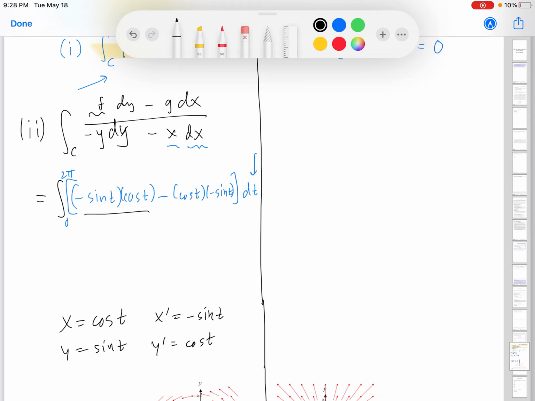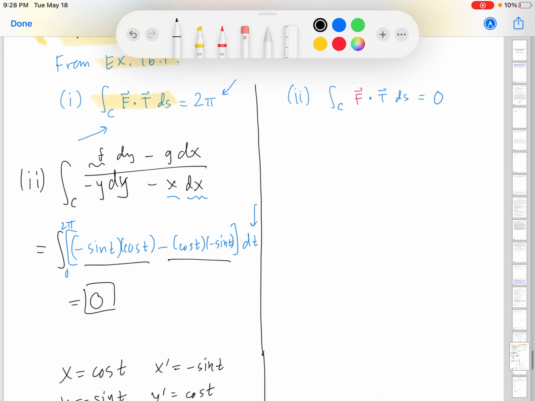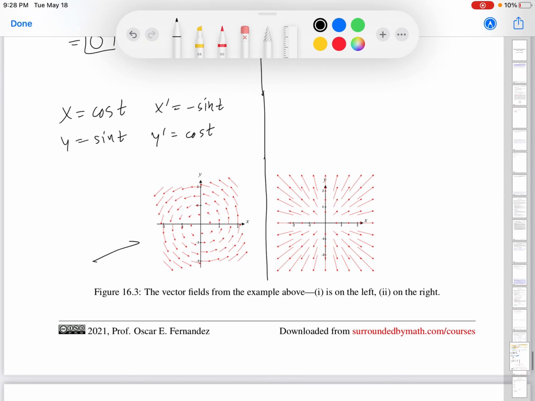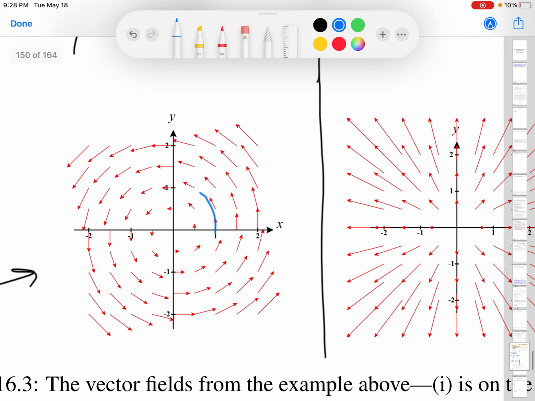So I have minus cosine times sine plus cosine times sine, so those cancel out. So I get 0 for my integral. And this is, again, what we expected to get. This is the flux of this vector field, which is a rotational vector field, that one. This is the flux of this vector field across this curve C.